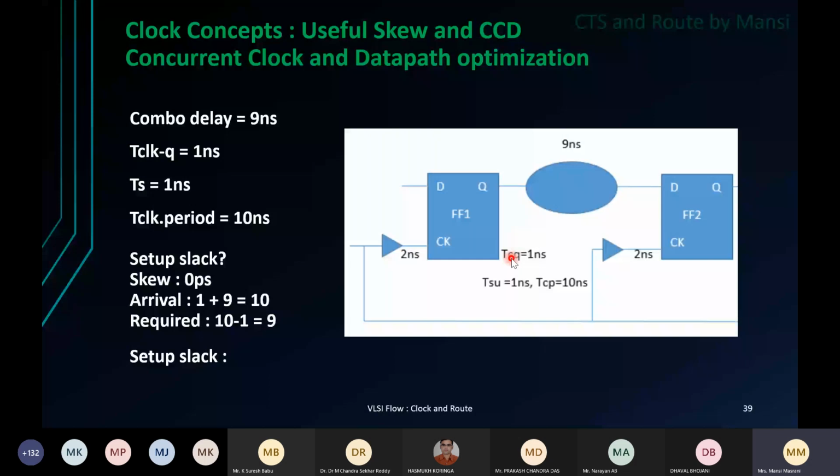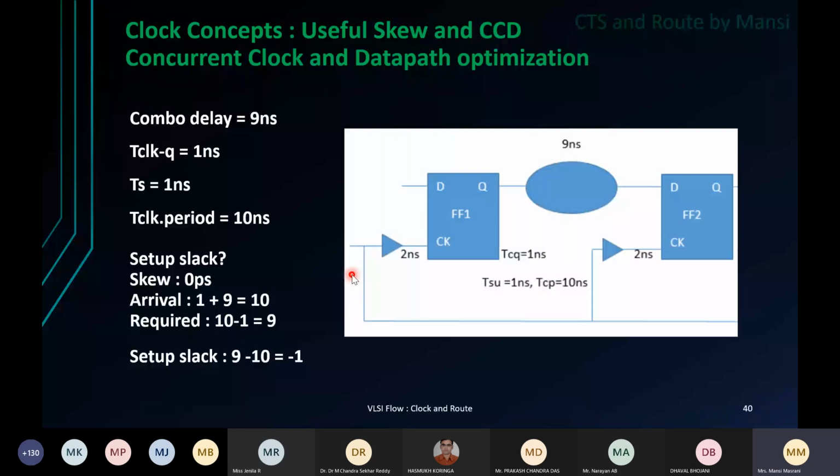Now the required time is the clock period minus the setup time. Before that, the data should arrive, right? So it's 9 nanoseconds. The required time over here is 9, but it is reaching at 10. So is it meeting my setup? No. So what is happening over here is the setup slack is -1. Now what do you do in this case? It's not meeting.